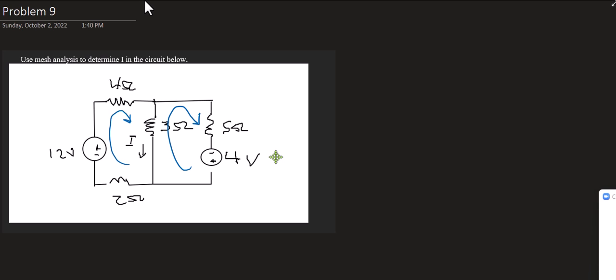It just depends. And my rules are, entering a voltage source in negative side gives a negative voltage.